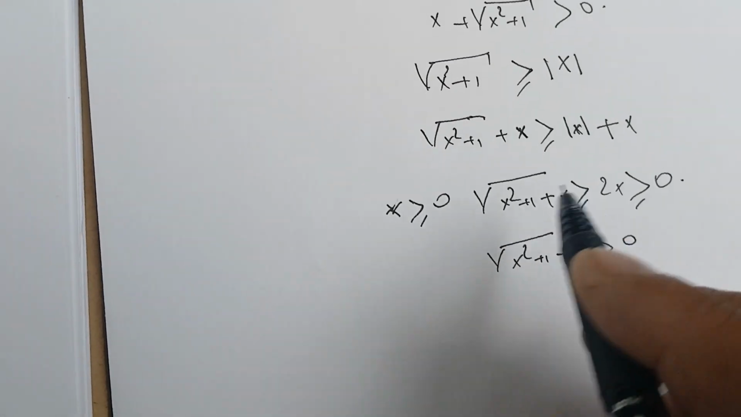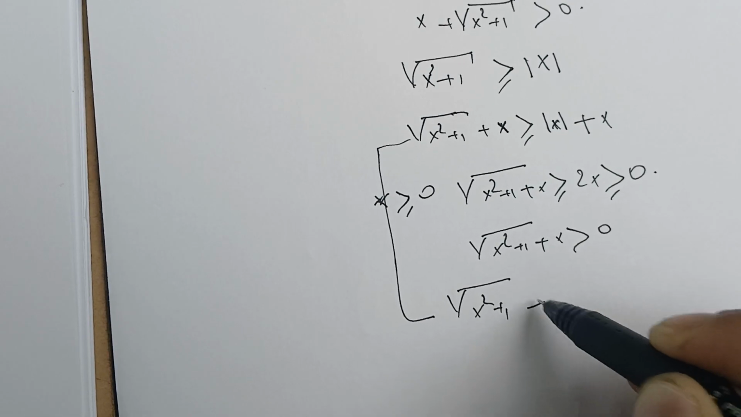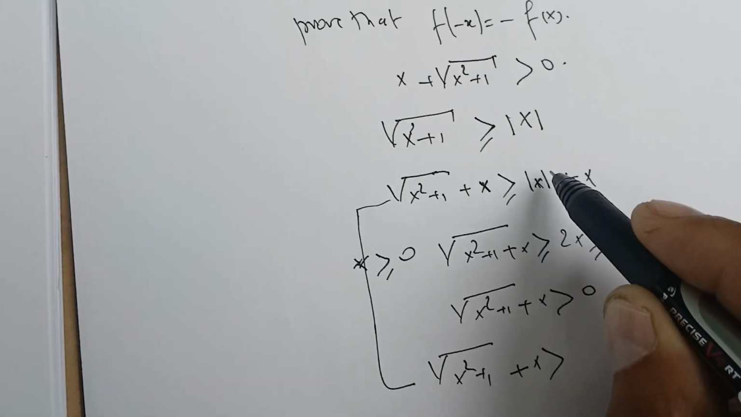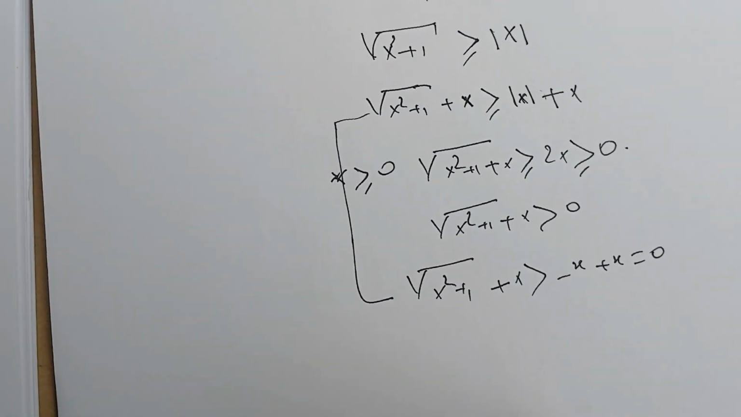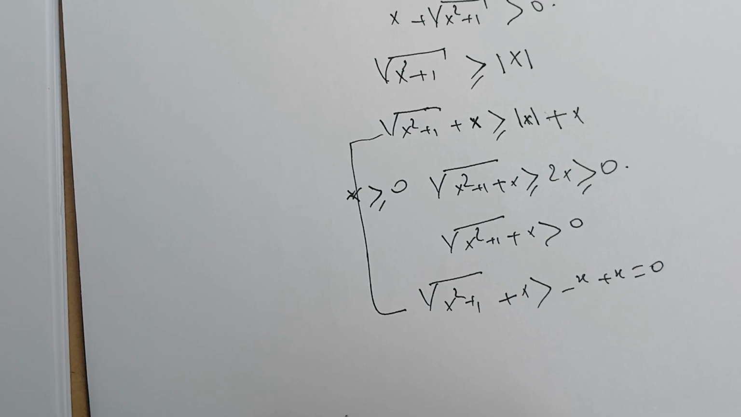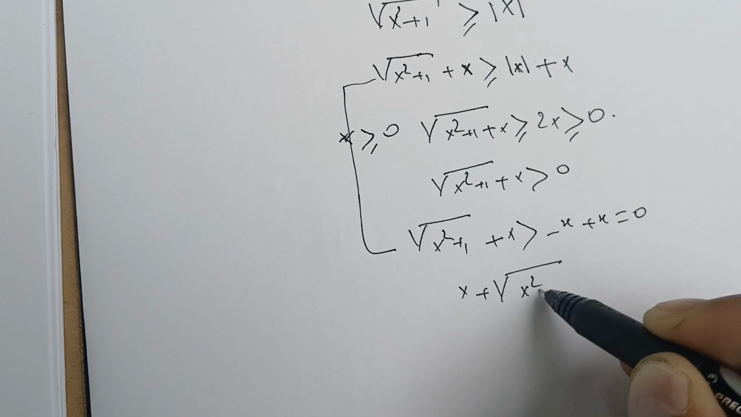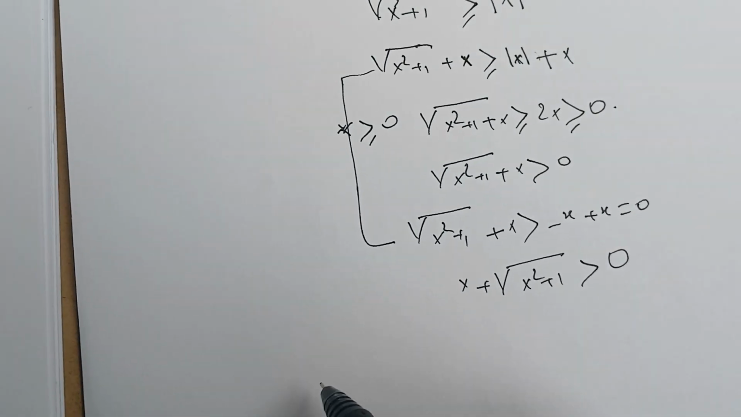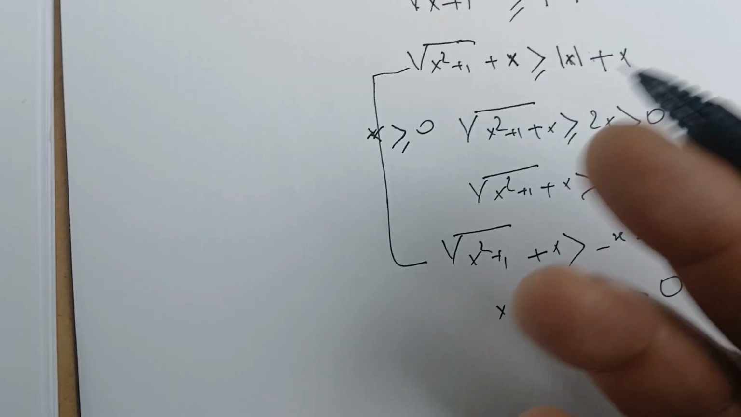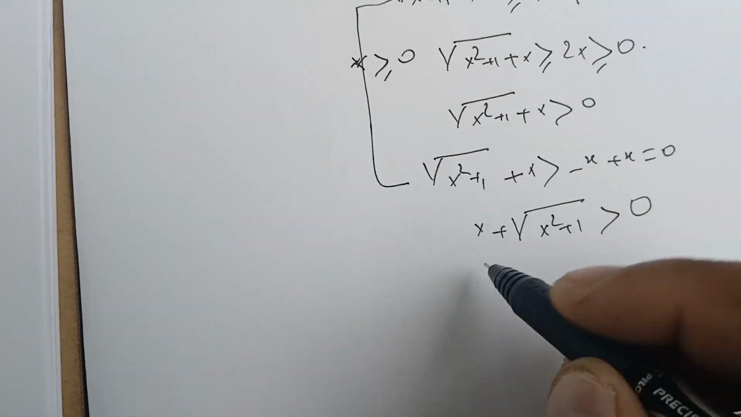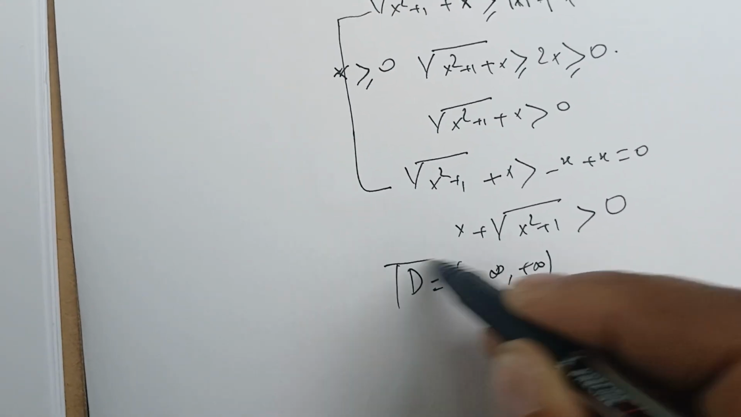If x is positive. If x is negative, so we have the square root of x squared plus 1 plus x is bigger than the absolute value of x, in this case is minus x, plus x, which is 0. That means for all the cases, we have x plus square root of x squared plus 1 is bigger than 0. So that means our domain for this function is defined on the whole set of real numbers. So the domain is this one.